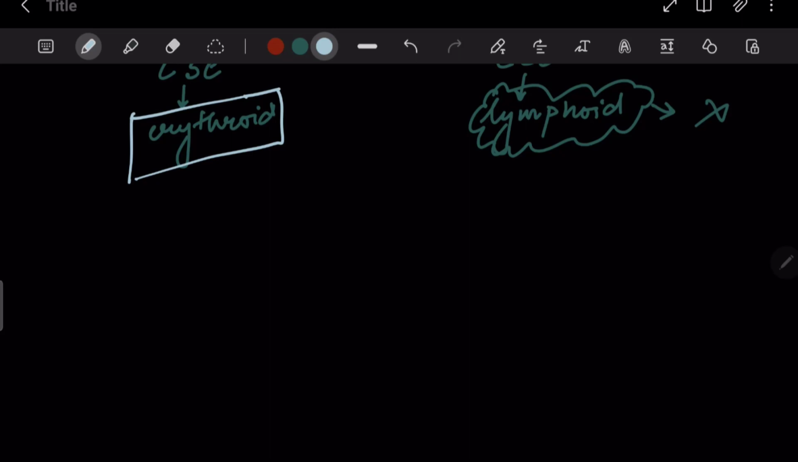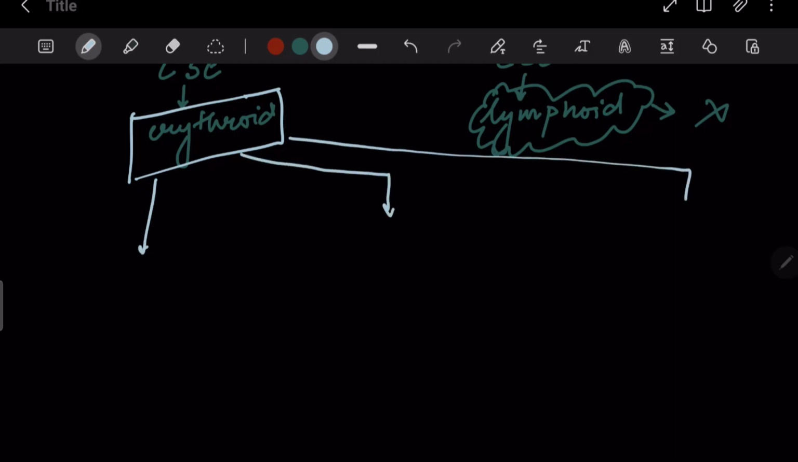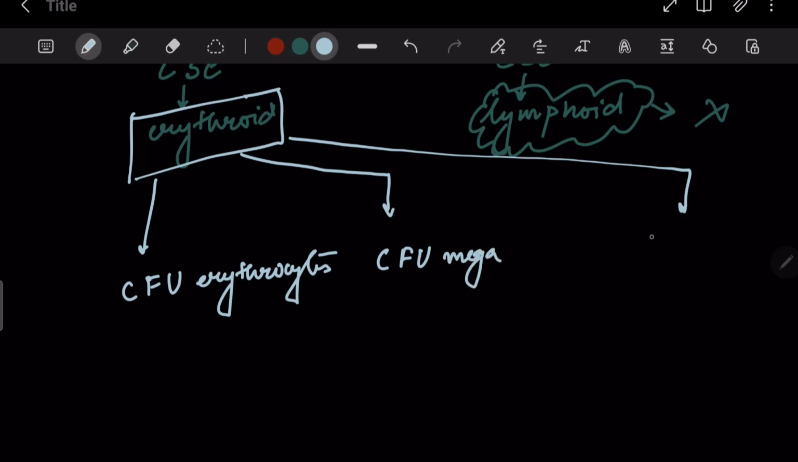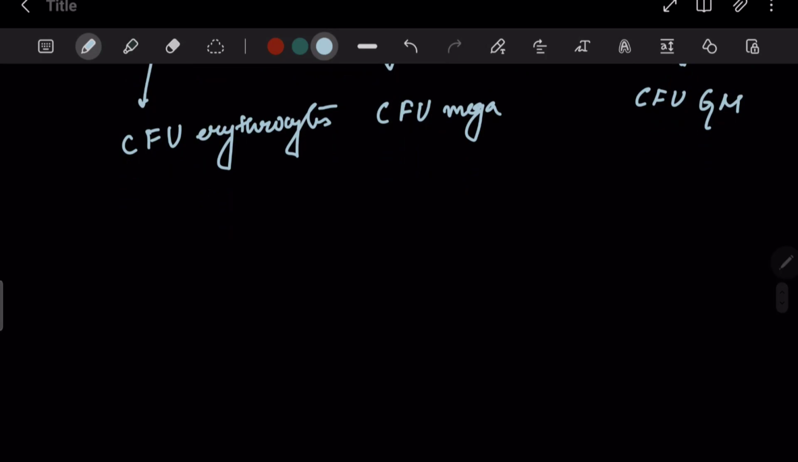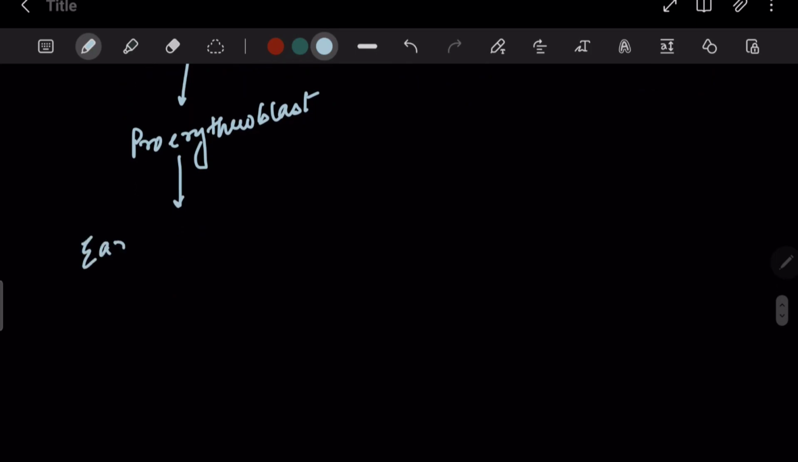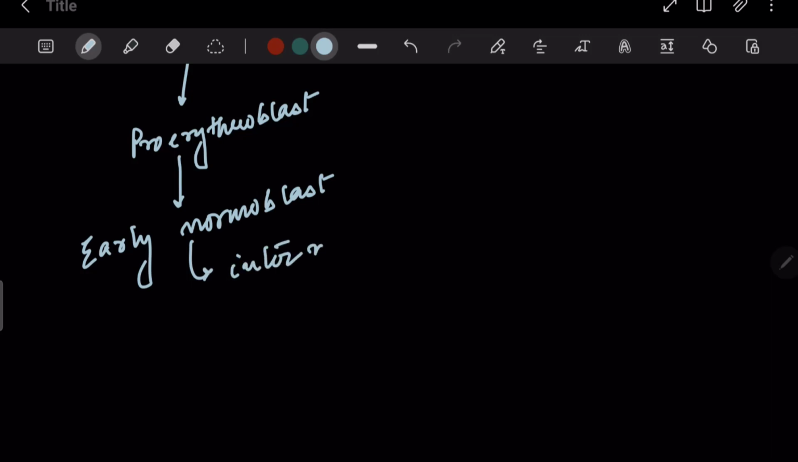These erythroid series of committed stem cells form three different types of colony forming units. The first one is the colony forming unit of erythrocytes. The second one is the colony forming unit of megakaryocytes, and the third one is the colony forming unit of granulocytes and monocytes. The colony forming units of erythrocytes differentiate to form the proerythroblast, which in turn differentiates to form the early normoblast. The early normoblast differentiates to form the intermediate normoblast.